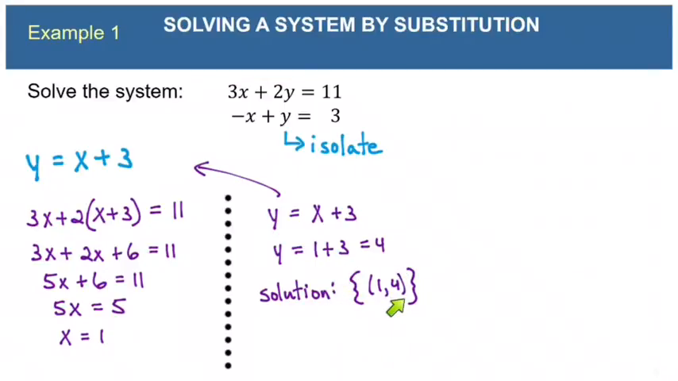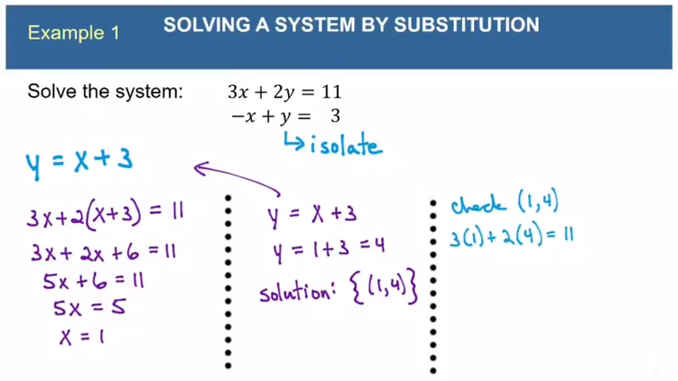Now, before we get too sure that this is the solution, we should check our work because it's very easy to make a little addition or multiplication mistake on these problems. So let's plug 1, 4 into the top equation, and the left side should equal the right side. So 3x plus 2y becomes 3 times 1 plus 2 times 4, and that's supposed to add up to 11. And it's going to be 3 plus 8 equals 11, and that's true.